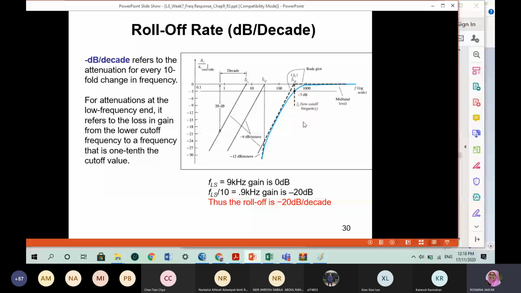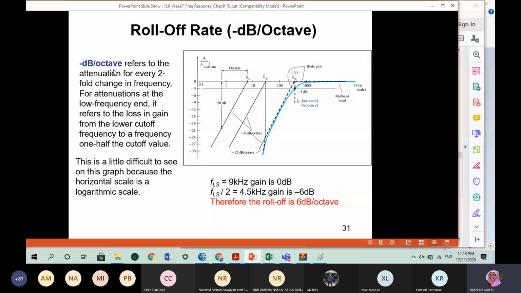Okay, and dB per octave refers to the attenuation for every two-fold change. Two-fold, power of 2. For 10, it is 10 to the power of something. Okay, 10 to the power of something, that is decade. For octave, 2 to the power of something. So for attenuation at the low frequency end, it refers to the loss in gain from the cut-off frequency to a frequency 1/2 of the cut-off frequency.